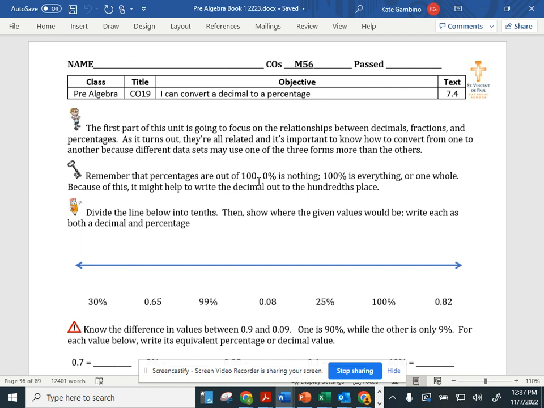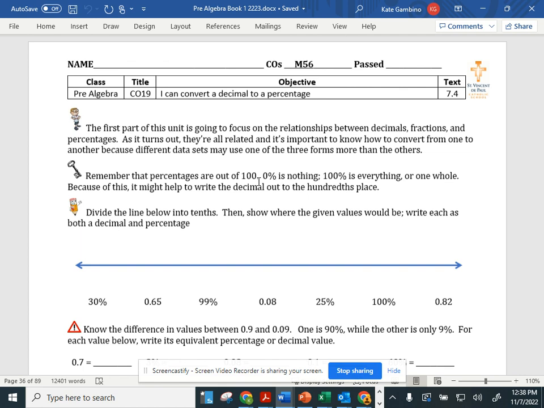Aiden? So if it's a 100%, it's more than one whole. So if you have 105%, you'd have one pizza plus maybe a slice out of another pizza. Okay, so if it's over 100%, it's over one. It's more than one. Because of this, it might help to write the decimal out to the hundredth place.